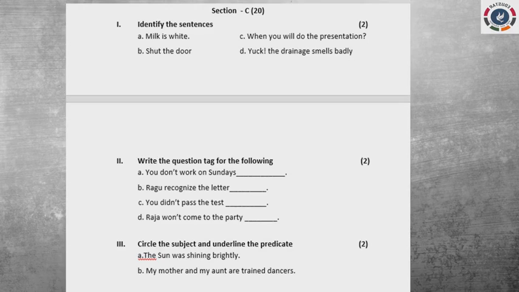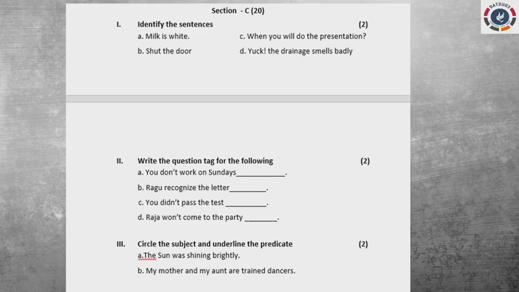Doesn't he. Okay, you didn't pass the test. So did you. It is a negative form. So you have to write a positive tag. Did you, question mark. Okay, Raja won't come to the party. It is also a negative sentence. So for that you have to write a positive question tag. Raja is a male, so he is used. Will he, question mark. Okay, is it clear?